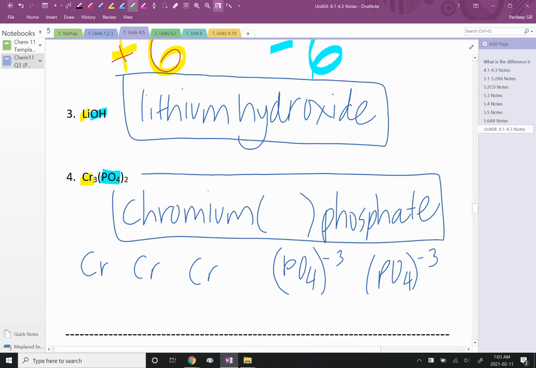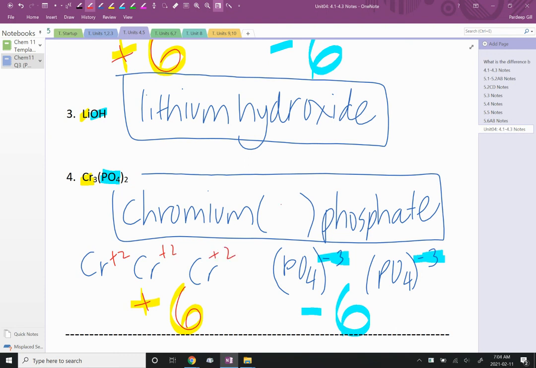So now let's take a look at the overall charge. Negative charge that we have is -6. So what we need on this side is a +6 split up amongst the 3 chromiums. So then that would be +2, +2, and +2. So each chromium assumes a +2 charge. So it's going to be chromium(II) phosphate.